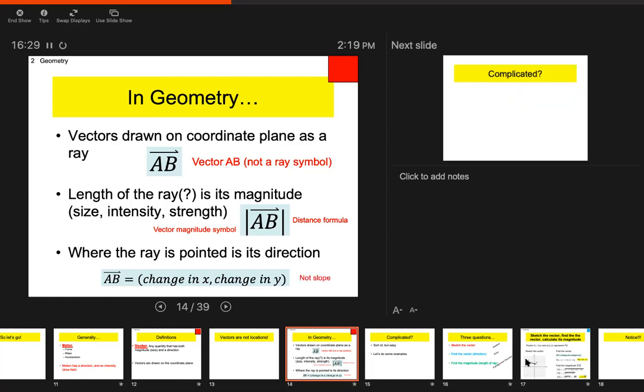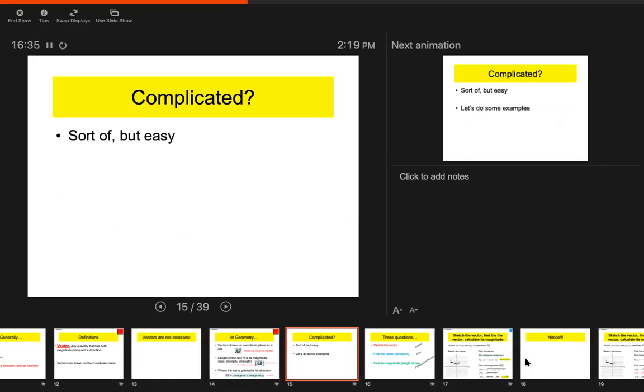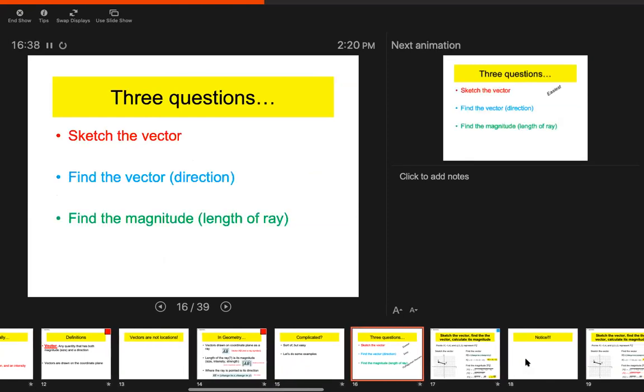All right. It's not the slope. It certainly looks like the slope. It's just not the slope. All right. Complicated, probably, but it is easy. All right, so let's do some examples.